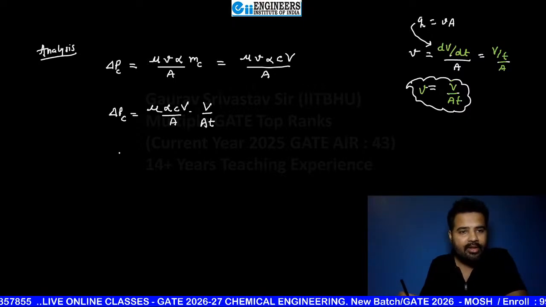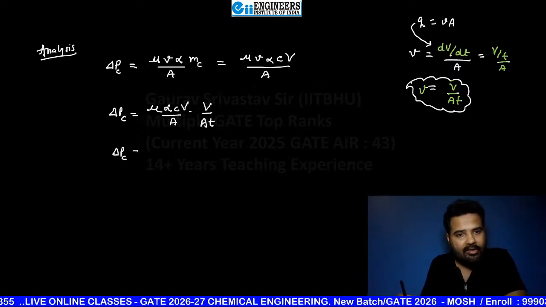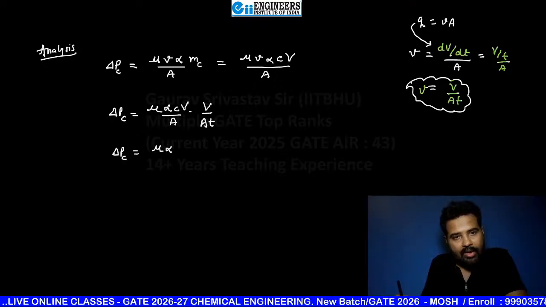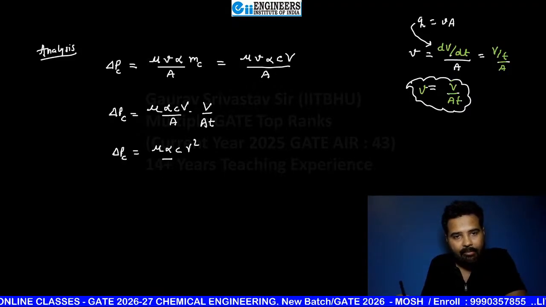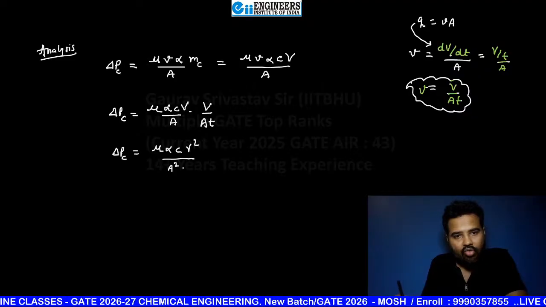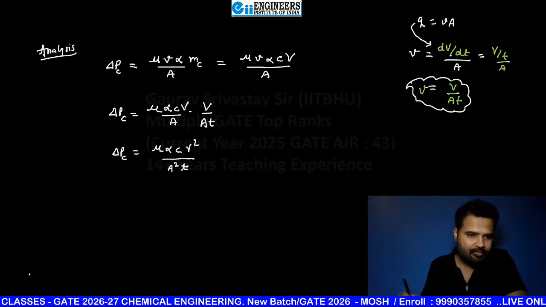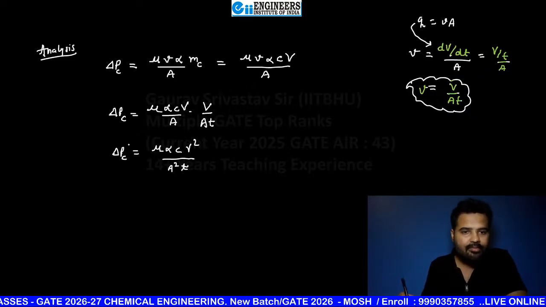So further dealing will give you delta Pc, and that equals mu alpha c V square upon A square t.